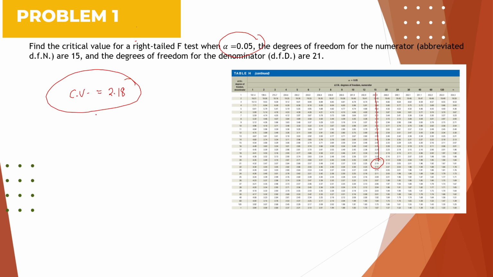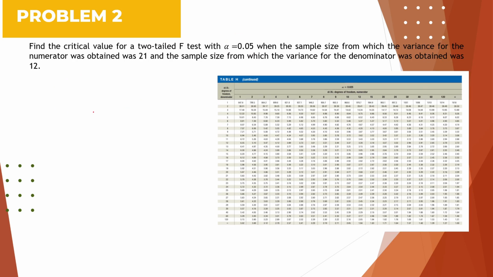Okay, so next one is problem number 2. Find the critical value for two-tailed F-test when alpha is equal to 0.05. So when it is two-tailed, we have to divide it by 2. The sample size from which the variance of the numerator was obtained was 21, and the sample size from which the variance of the denominator was obtained was 12. So take note that alpha is equal to 0.05, so we have to divide it by 2.